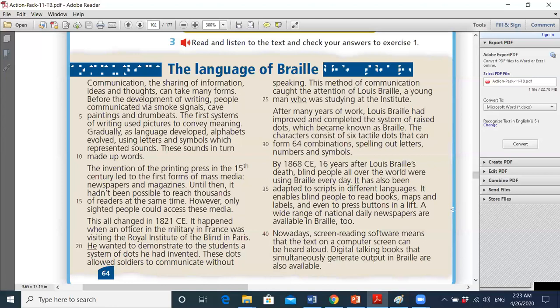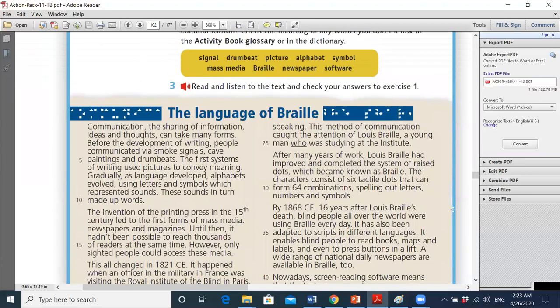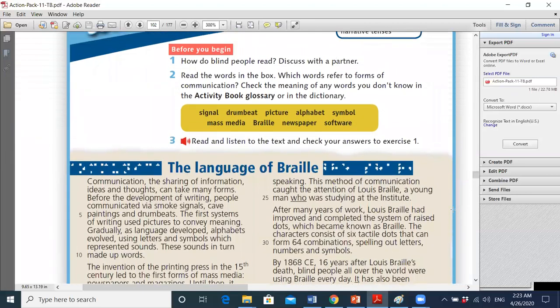Digital talking books that simultaneously generate output in Braille are also available. Digital books, that is virtual books, simultaneously means at the same time. They can generate output in Braille as well. So technology has helped a lot with the use of Braille and with the use of software to make the life of blind people or people with disability a little bit easier.